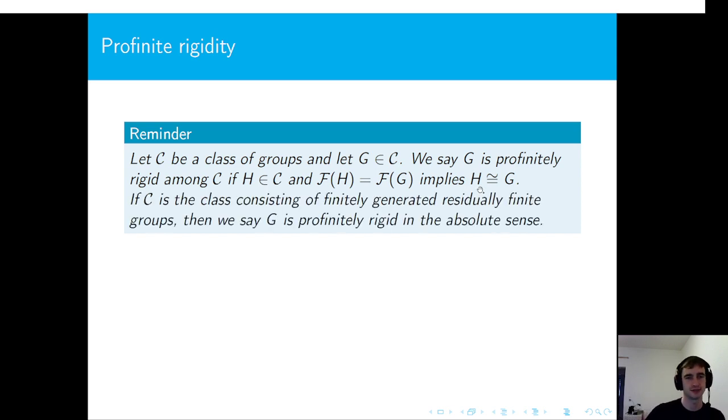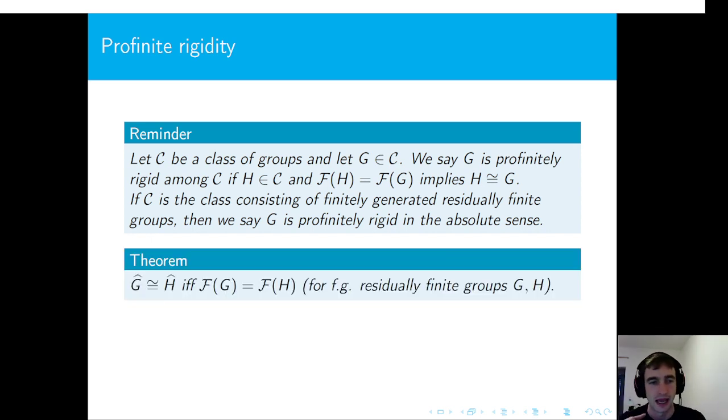And if C happens to be the class of finitely generated residually finite groups, then we say G is profinitely rigid in the absolute sense. And I assume that you've already seen this, but this is essentially the question that I started the talk with. And a very important theorem for us to study this question is the following.